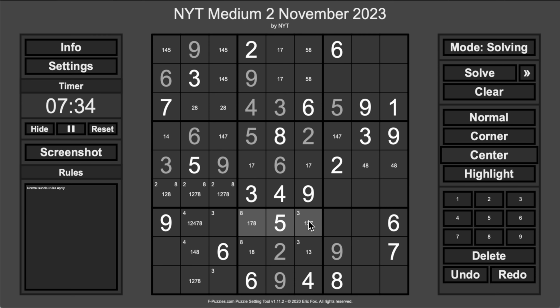Let's see. 7 has to be here. So this can't be 7. I put the 7 down here, or rather in one of these two, because this can't be 7.